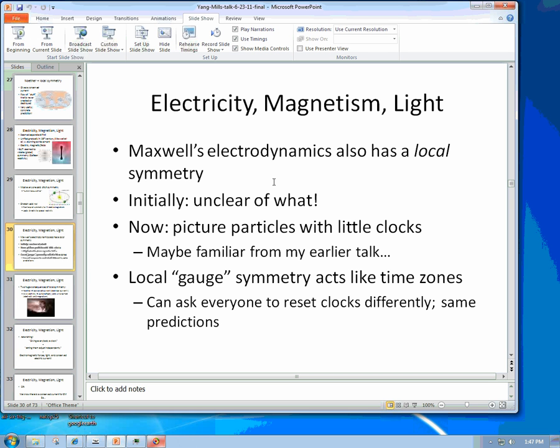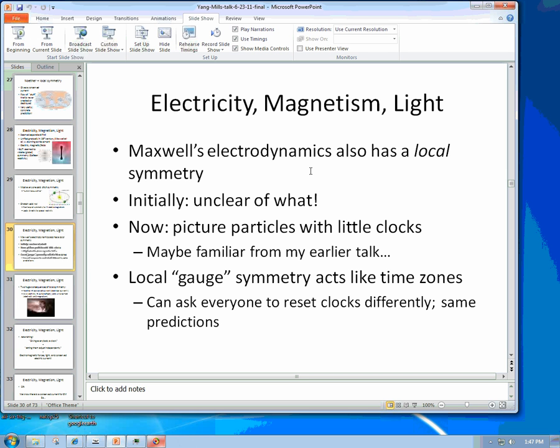Nowadays, and this really comes after quantum mechanics comes in, what we could imagine is that particles everywhere in the universe have a little clock attached to them. And these clocks whiz around really, really super fast. And it turns out that it's easy to show that you could reset everybody's clock simultaneously by the same amount, like set everything ahead 1 hour, and it wouldn't change the theory.